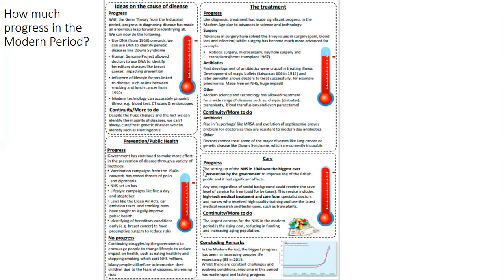Then we've got care. The setting up of the NHS was one of the biggest improvements in British medical history. Also, regardless of social background, you can receive the same level of care which is paid for by taxes, which means that we've got the high-tech medical treatment which we talked about in the treatment section. We've also got more quality training for nurses, GPs, and the latest medical research, such as transplants, always being fully updated. Big problem: the NHS in the modern period has rising costs, reducing funding, and an increasing aging population putting pressure on it.